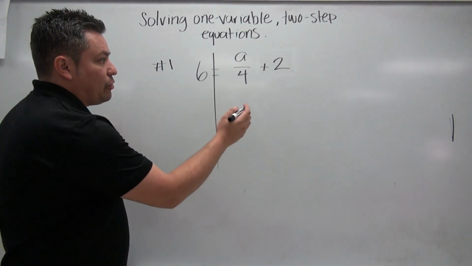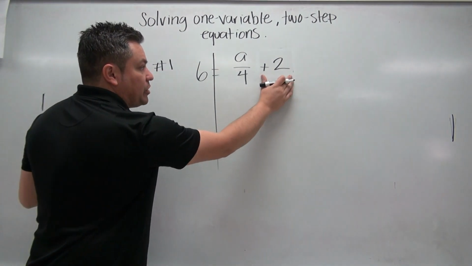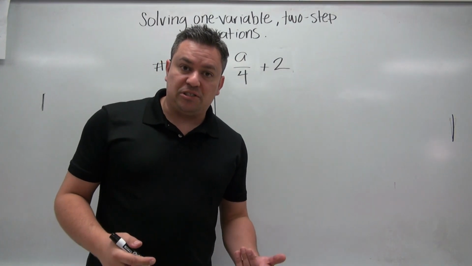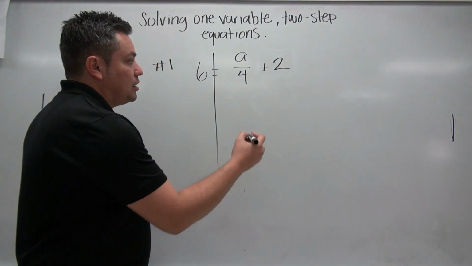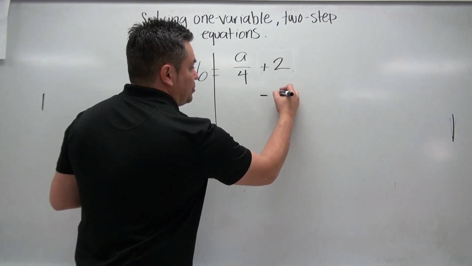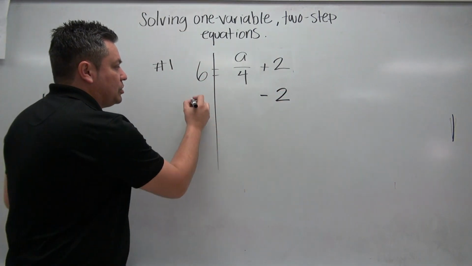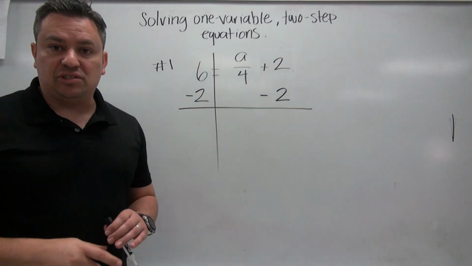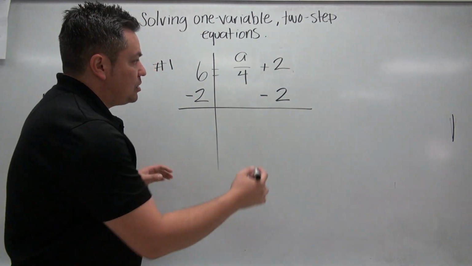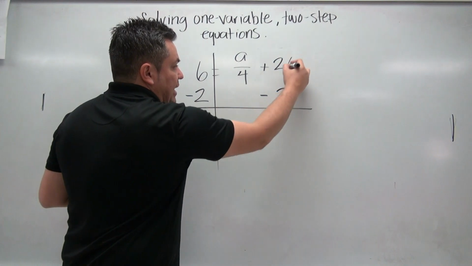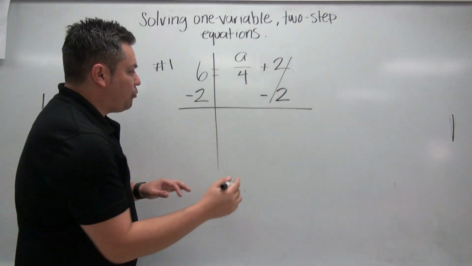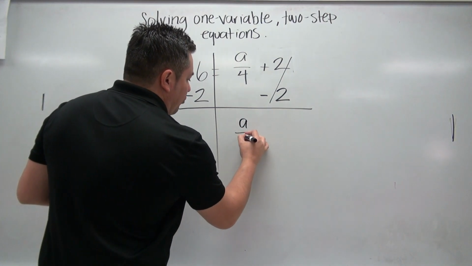Now, we're going to get rid of this one first, and in order to get rid of the plus 2, we have to do the opposite. And the opposite of plus 2 is? Minus 2. So we're going to subtract 2, but whatever you do to one side, you better do to the other side and keep it consistent. Now, 2 minus 2, they just cancel out. So you can just draw a line. And you're going to be left with a over 4.